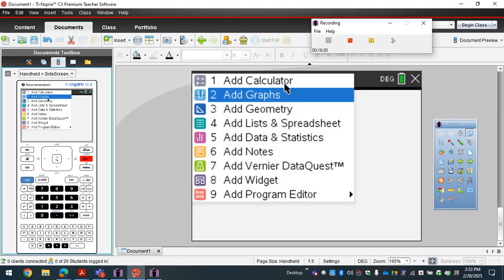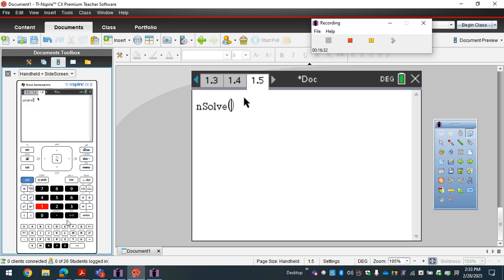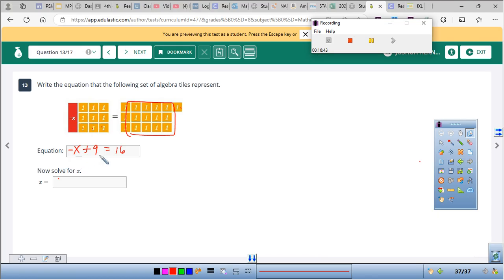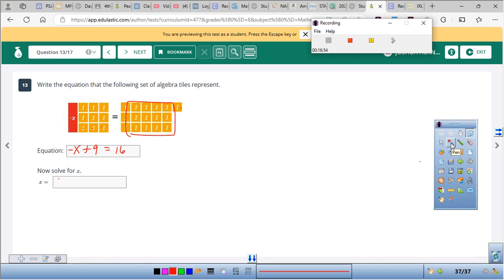Go to calculator, menu 3, 1, negative x plus 9 equals 16. Let me just double check that that's the question. Negative x plus 9 equals 16, comma x, enter. Negative 7. So we'd have a negative 7.